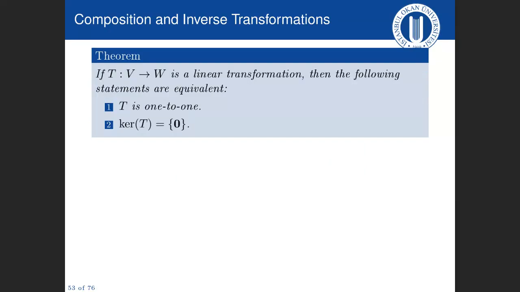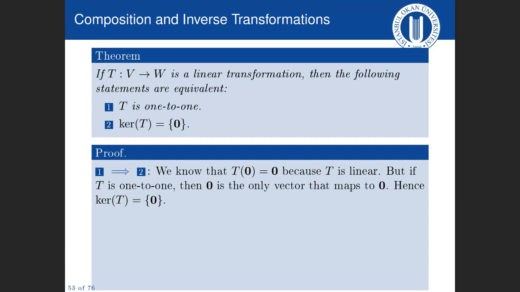If T is a linear transformation, then the following statements are equivalent. Statement 1, T is one-to-one. Statement 2, the kernel of T is the set containing just the zero vector. I want to prove this theorem. First, I'm going to prove it in the forward direction. If 1 is true, then 2 is true. So we're going to start by supposing that T is one-to-one, and we're going to prove that the kernel of T must therefore be the set containing only the zero vector. And we're going to do this using the fact that for a linear transformation, we always have T of 0 is equal to 0.